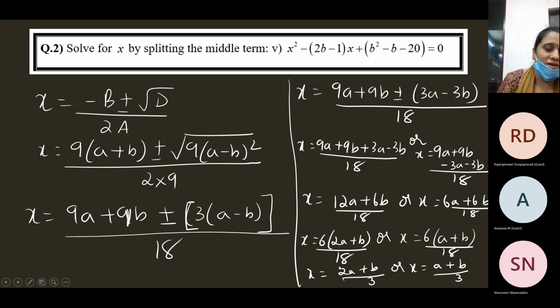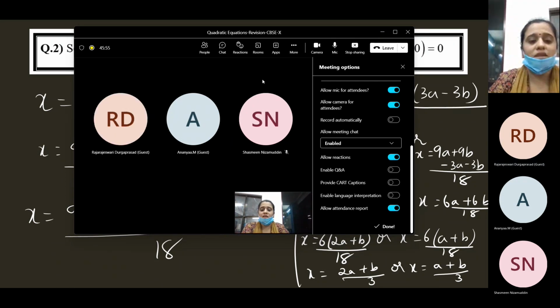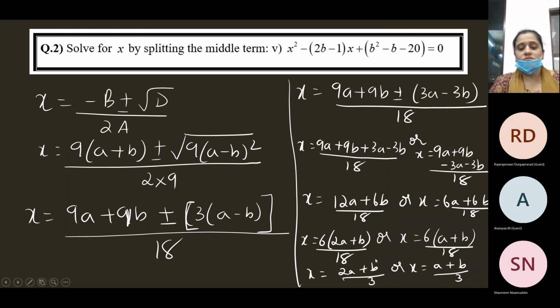Yes, online children, Ananya, Rajeshwari, any questions? Sashmi? No, ma'am. Okay. What happened? Am I wrong? Ananya and Rajeshwari, am I right or wrong? Have I gone wrong somewhere?